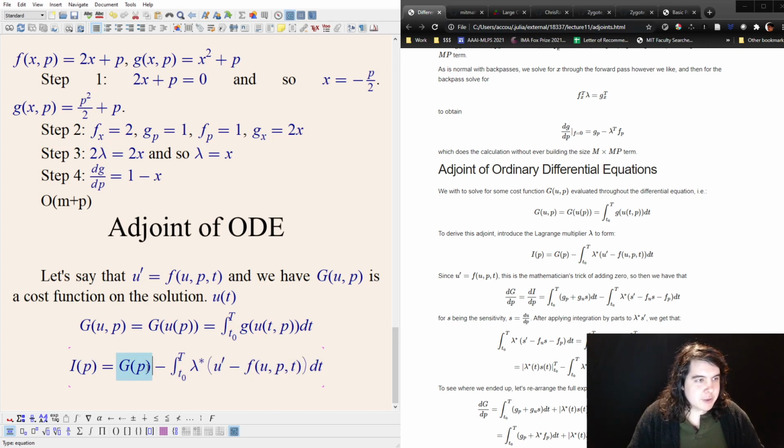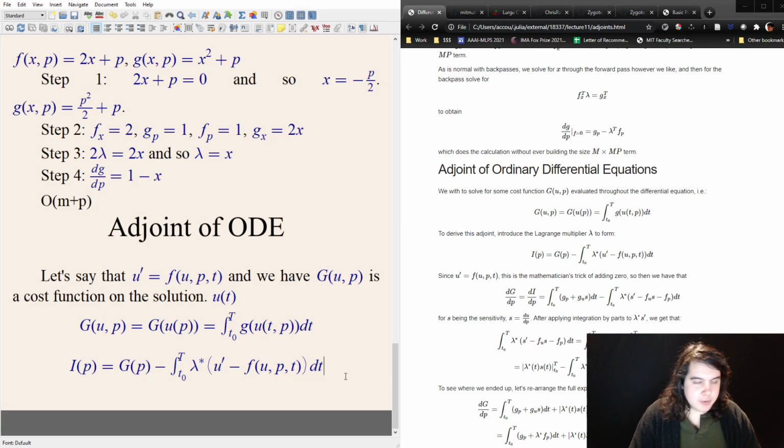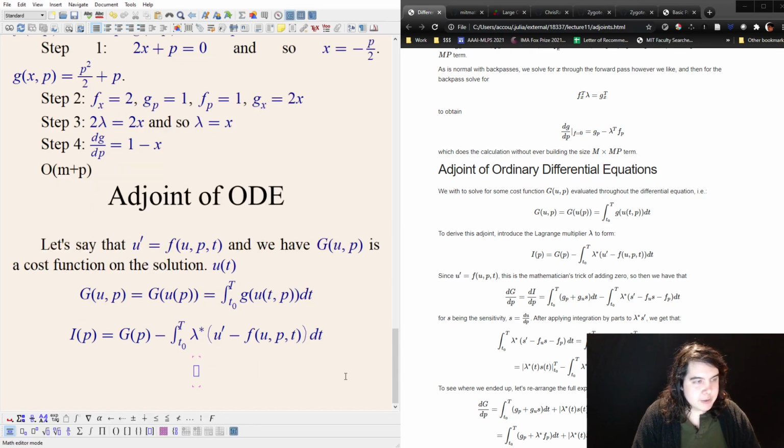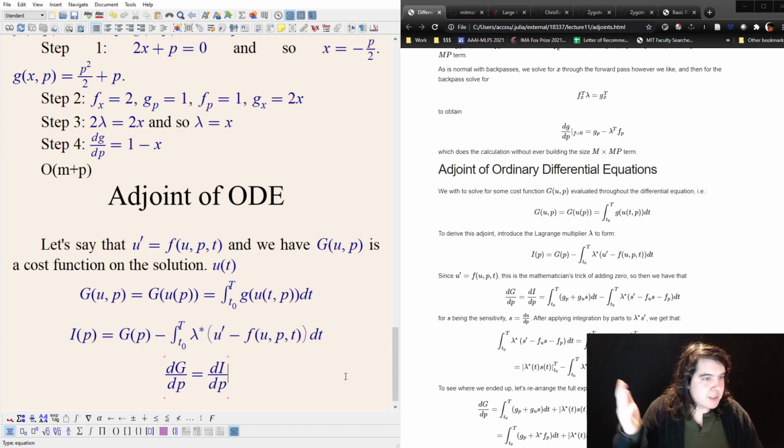Adding 0 is a great trick. So okay, let's look at this a different way then. Let's look at dg dp. This is the thing that we actually want to calculate. We want the derivative of our loss function or our cost function with respect to parameters. The way to get that is we can take the derivative of I with respect to p, because I is exactly the same thing. I is g plus 0. So we can do that.